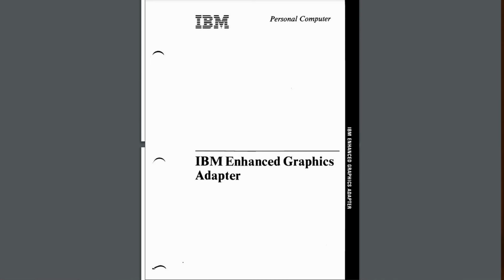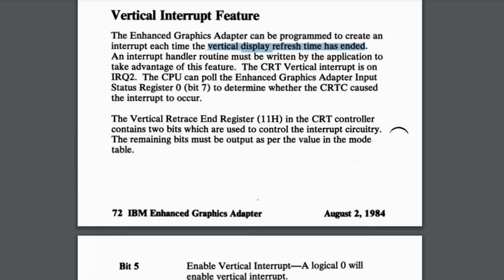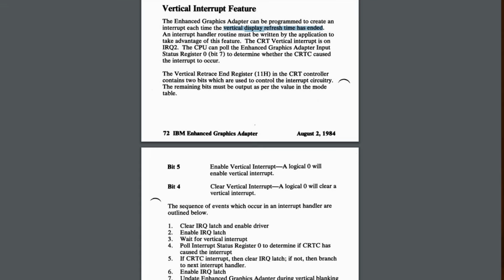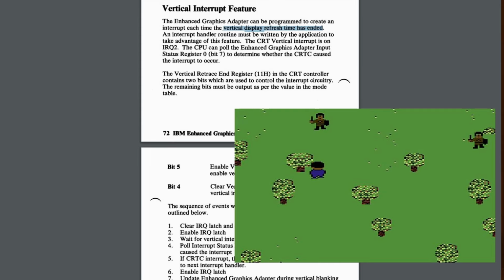But what about the PC? Well, this is the IBM EGA documentation, and it talks about a vertical interrupt feature, which doesn't sound very much like raster interrupts, but it is in fact a primitive raster interrupt. Now, the vertical interrupt feature can only notify that the vertical display refresh time has ended, whatever that means, and we'll come back to that a little bit later. So this is a very primitive operation compared to what the Commodore 64 is capable of, for example, but bear in mind that PCs don't have sprite hardware.